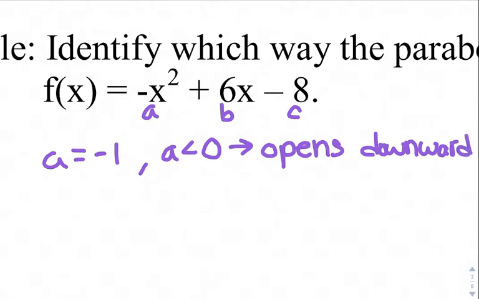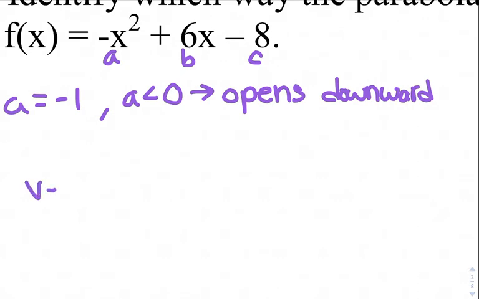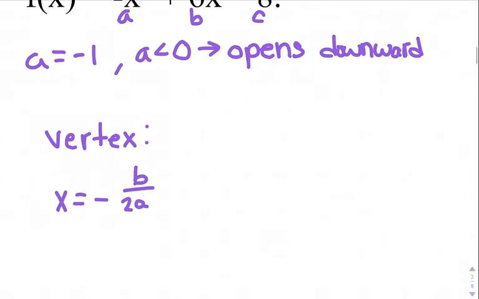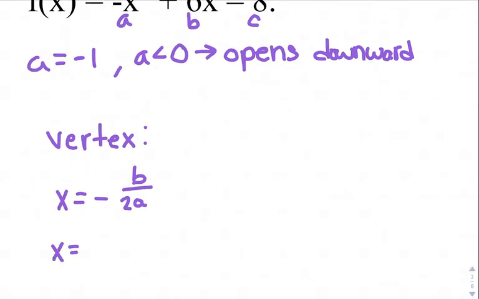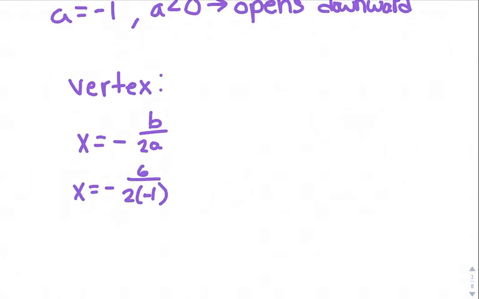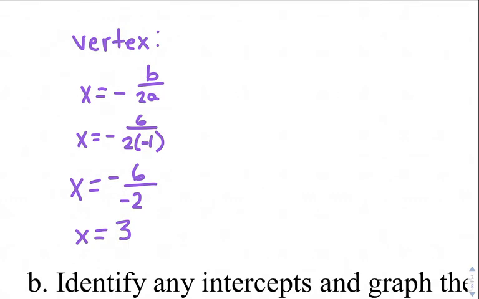So now what I'm going to do is I'm going to find my vertex. So to find the vertex, remember, we use that formula, x equals negative b over 2a. So it would be x equals negative 6 over 2 times negative 1. So I'm going to simplify the bottom first, so I get negative 6 over negative 2. Well, 6 divided by 2 is just 3. Negative divided by a negative is a positive. So my x value would give me 3.